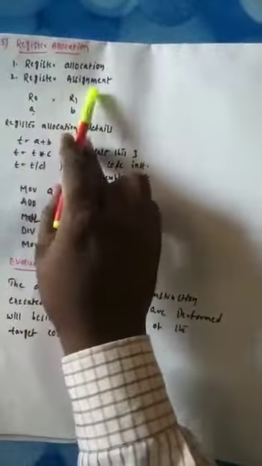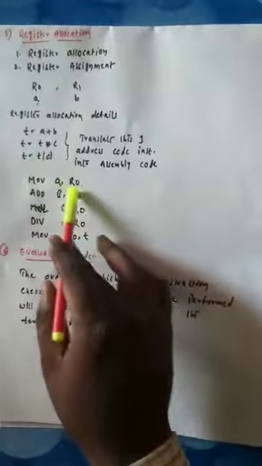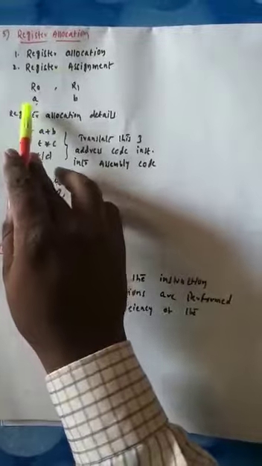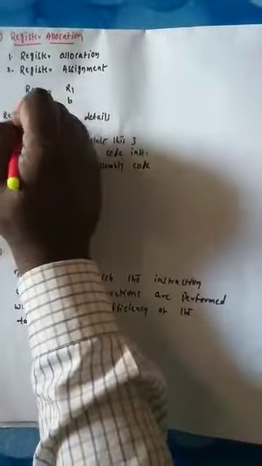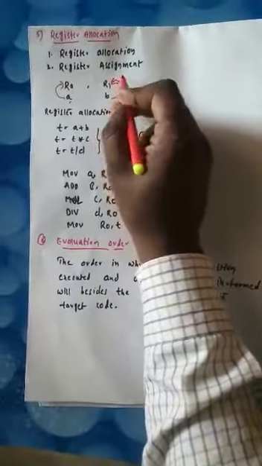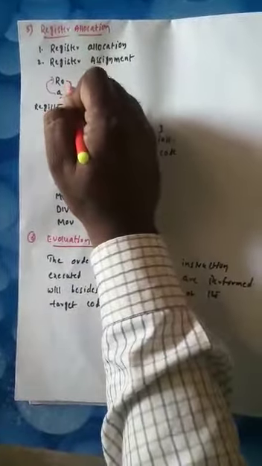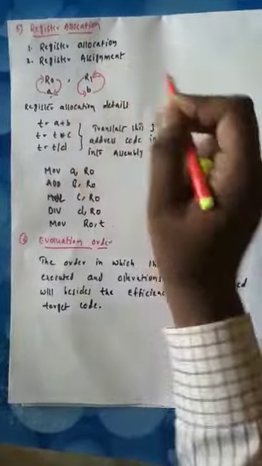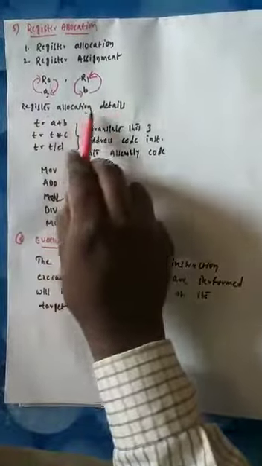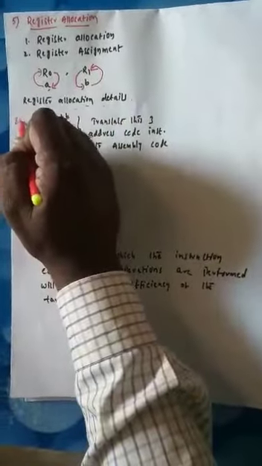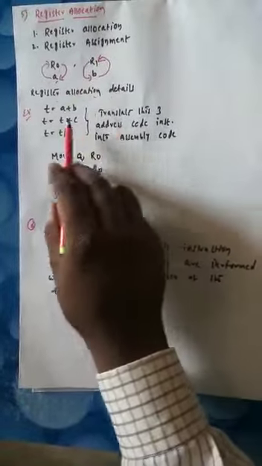And the second one is register assignment. It is the opposite of register allocation. Nothing but the variable A can be stored in the register R0, and the variable B can be stored in the register R1. Register R0 contains the value of A and register R1 contains the value of B.